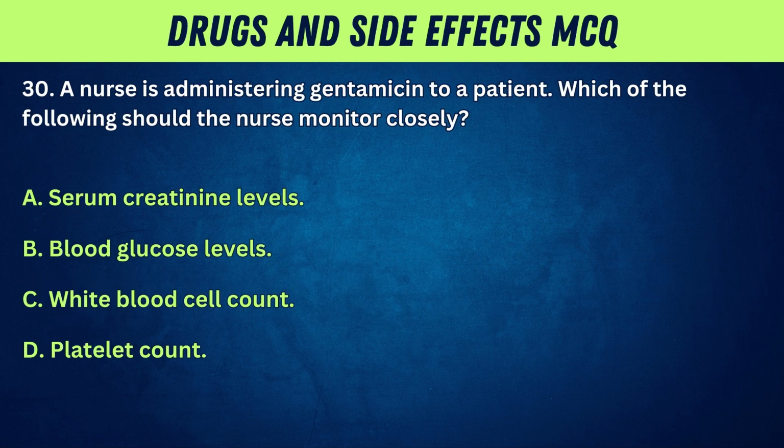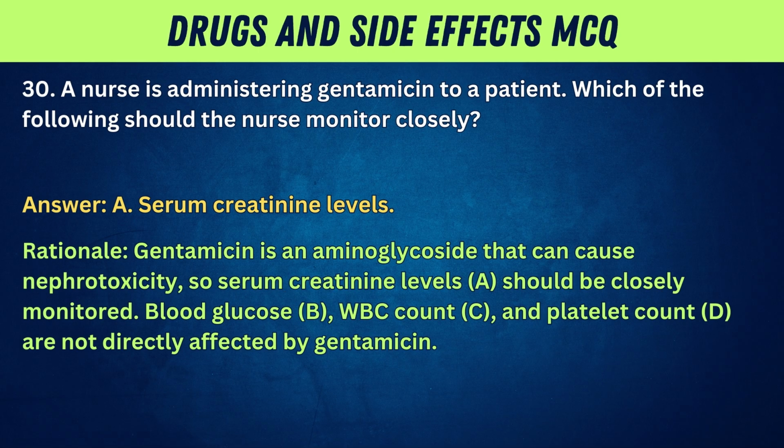30. A nurse is administering gentamicin to a patient. Which of the following should the nurse monitor closely? A. Serum creatinine levels. B. Blood glucose levels. C. White blood cell count. D. Platelet count. Answer: A. Serum creatinine levels. Rationale: gentamicin is an aminoglycoside that can cause nephrotoxicity, so serum creatinine levels, A, should be closely monitored. Blood glucose, B, WBC count, C, and platelet count, D, are not directly affected by gentamicin.